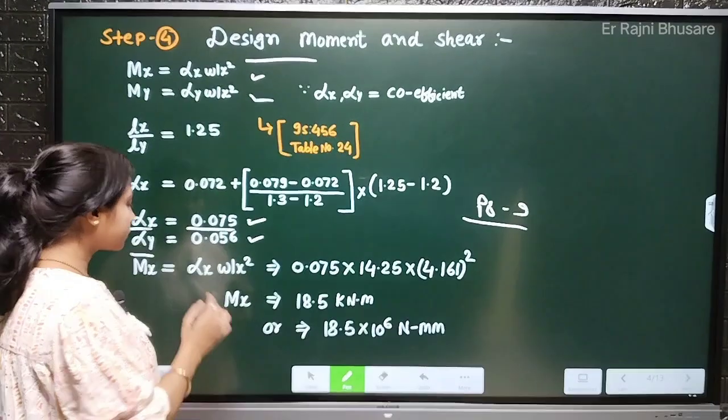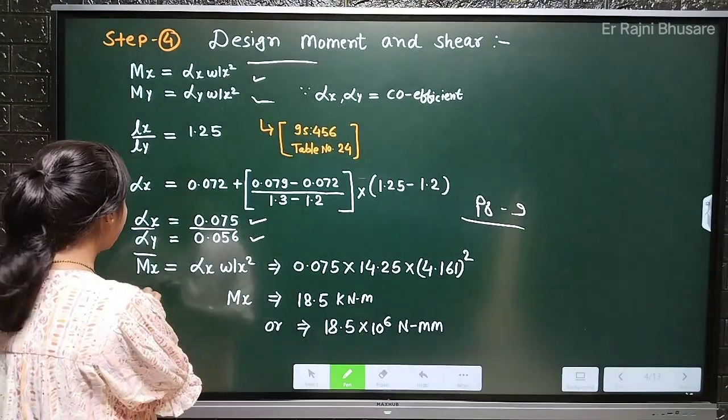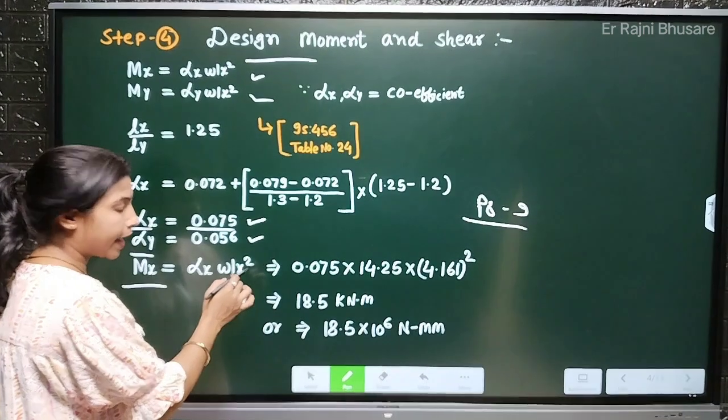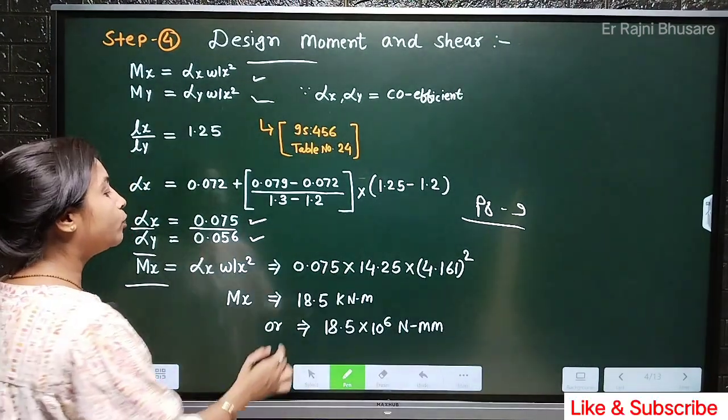And after that we will calculate moment about X. Their formula is alpha X W Lx square. So put all values in this formula.